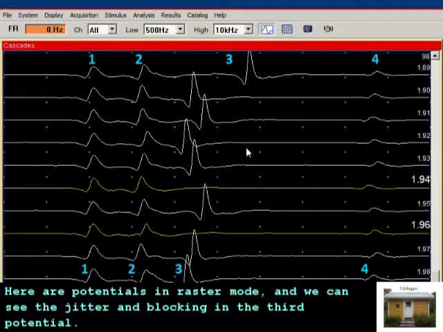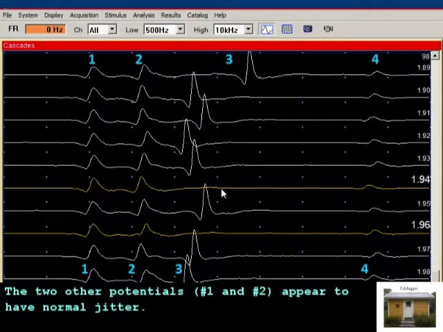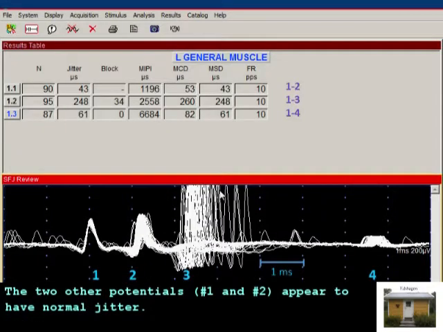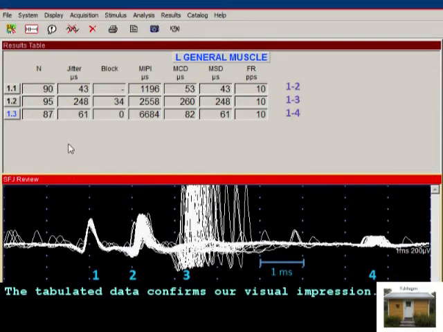Here are potentials in raster mode, and we can see the jitter and blocking in the third potential. The 2 other potentials appear to have normal jitter. The tabulated data confirms our visual impression.